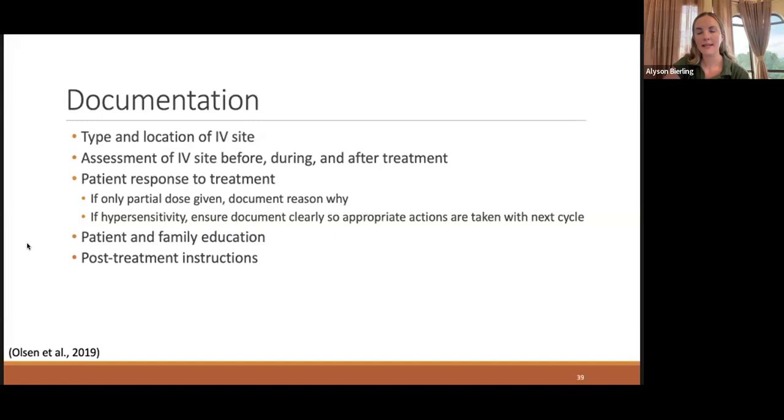So after the chemotherapy infusion has completed or chemo administration has completed, we want to document the following components. So type and location of the IV, patient response to treatment. So if extravasation or hypersensitivity or any other complication occurred, we would note that in the patient file. And then ideally, we would also be documenting any patient or family education we provided, and then any post-treatment instructions we gave to our patient.